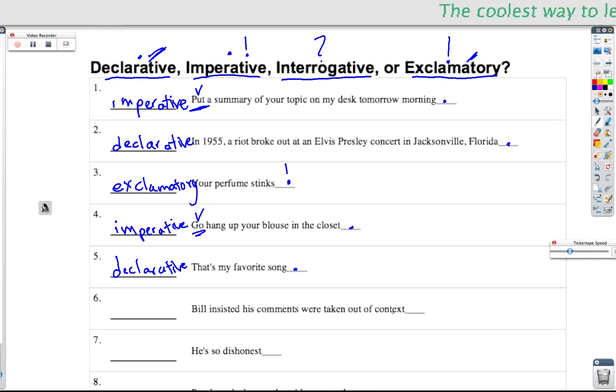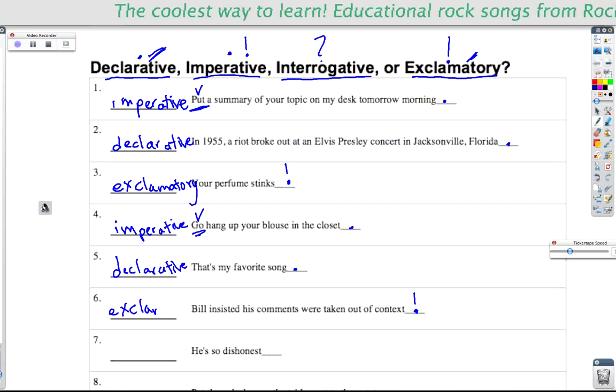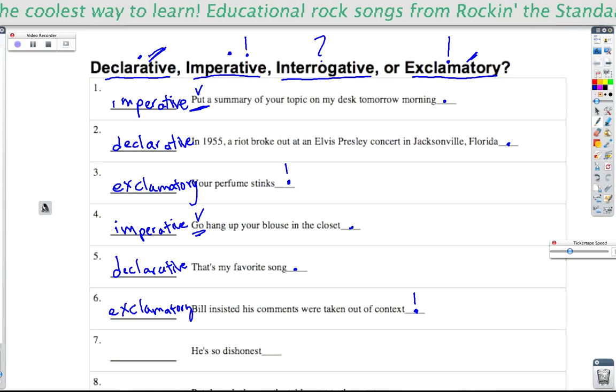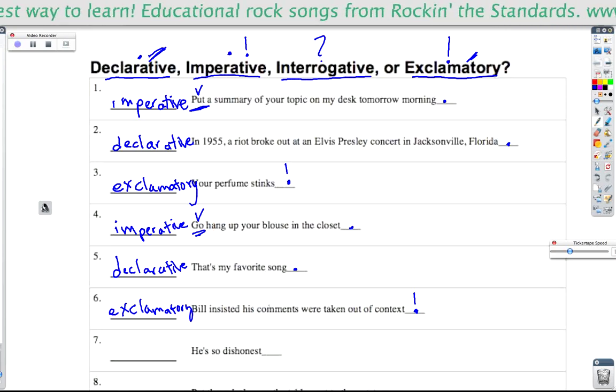So sometimes it's just a matter of how you interpret what the words are. Bill insisted his comments were taken out of context. I'm going to say that that's a pretty emotional sentence, and I'm going to call it an exclamatory. We have not hit any interrogative sentences yet. Those are pretty easy to recognize. It's just something that's a question if it's asking something.